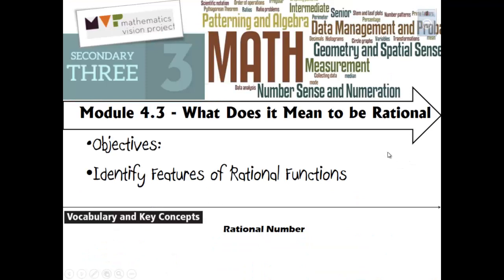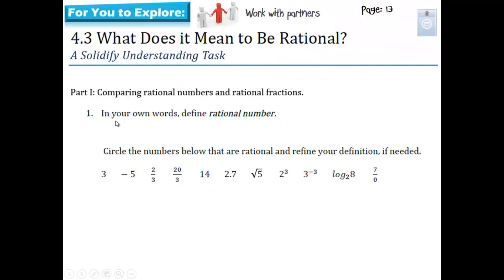All right, so 4.3 says, what does it mean to be rational? So you guys should have got a worksheet, so we are going to talk about that here for a second. When it comes to a rational number, what is a rational number? So in your own words, what I want you guys to do is define what you think a rational number is. So take a second. What is a rational number? Write it down right here.